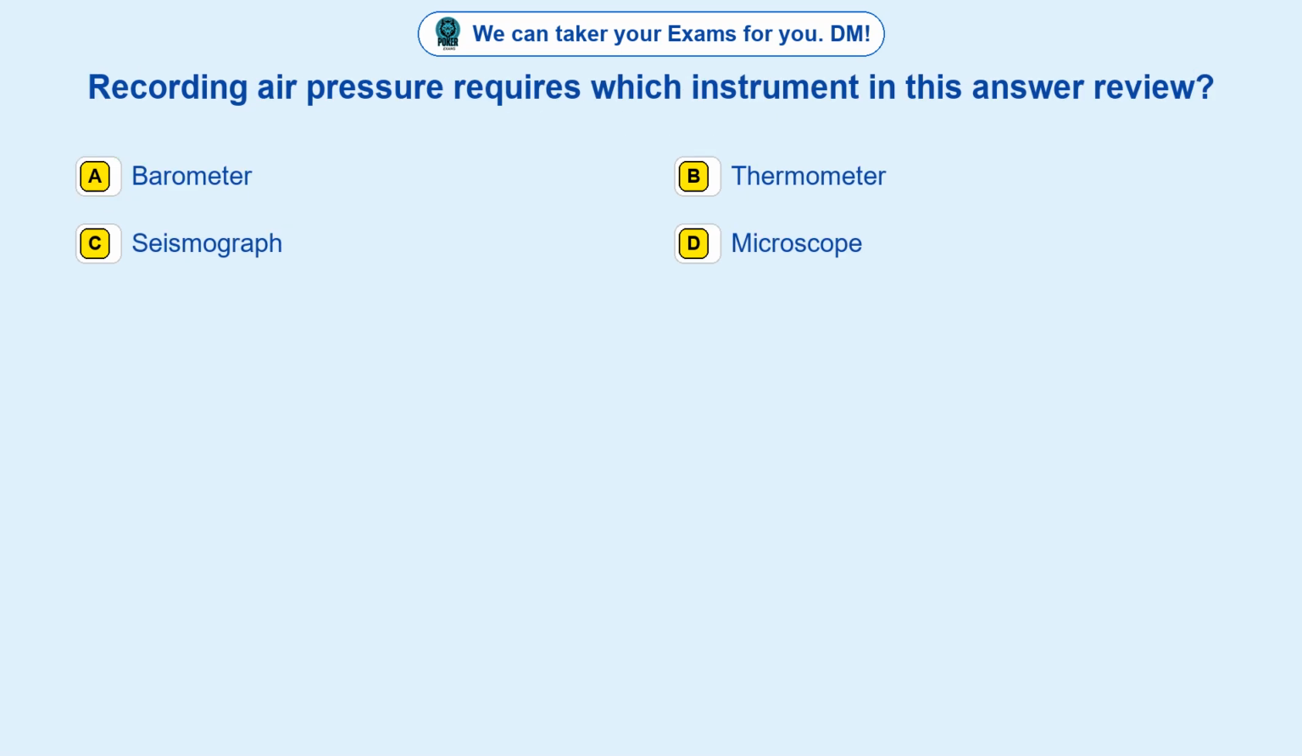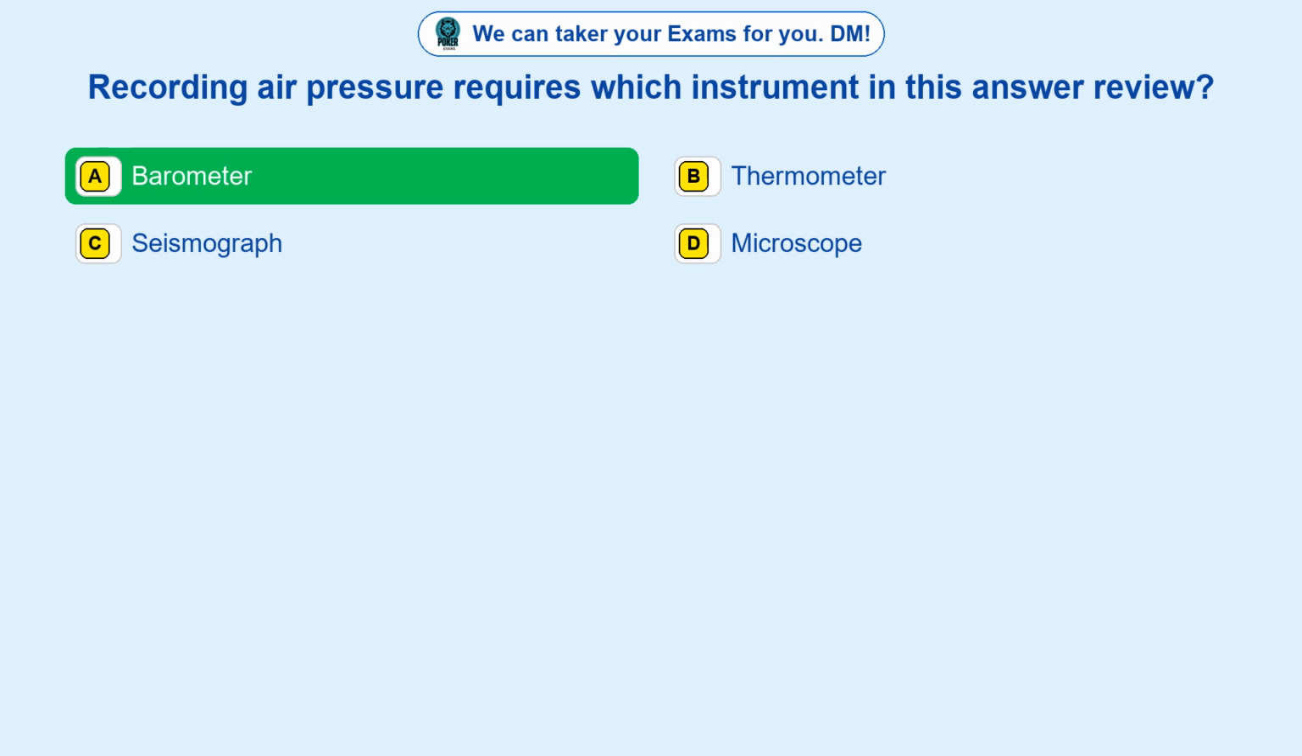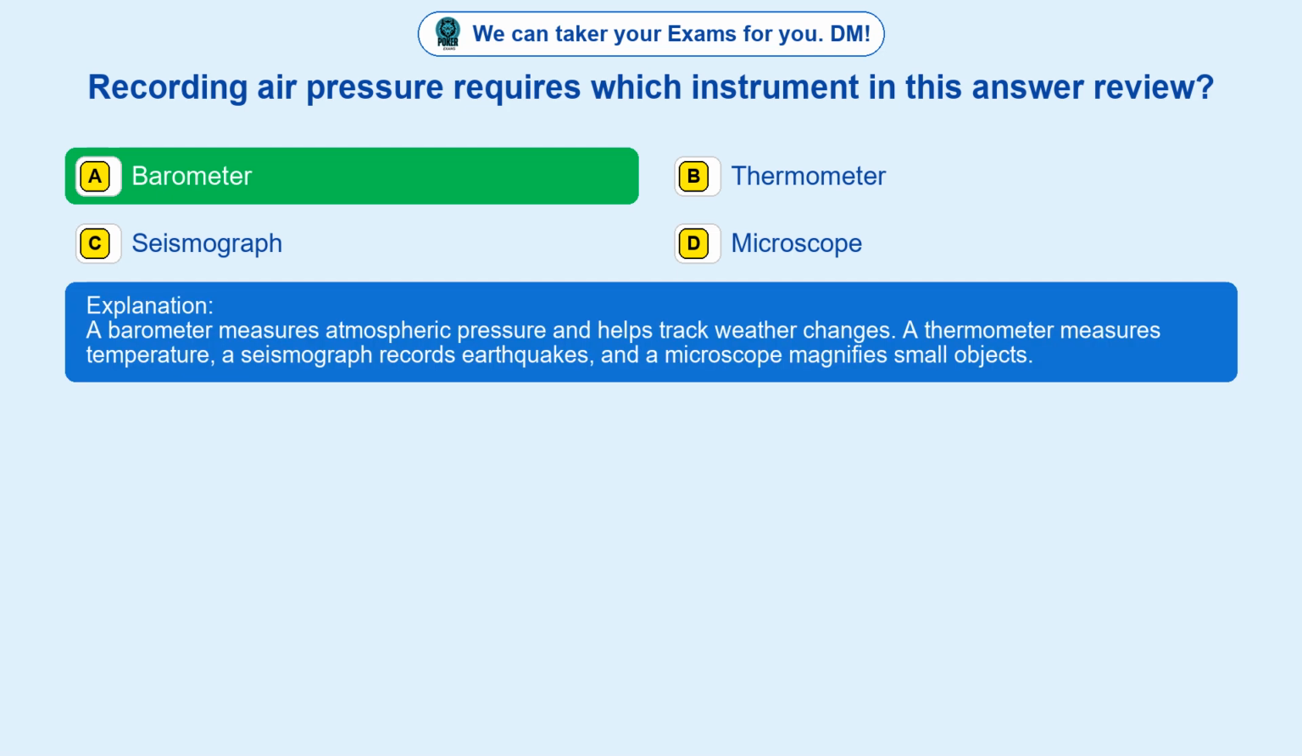Question 100. Recording air pressure requires which instrument in this answer review? Option A, barometer. Option B, thermometer. Option C, seismograph. Option D, microscope. The correct answer is option A, barometer. A barometer measures atmospheric pressure and helps track weather changes. A thermometer measures temperature, a seismograph records earthquakes, and a microscope magnifies small objects.